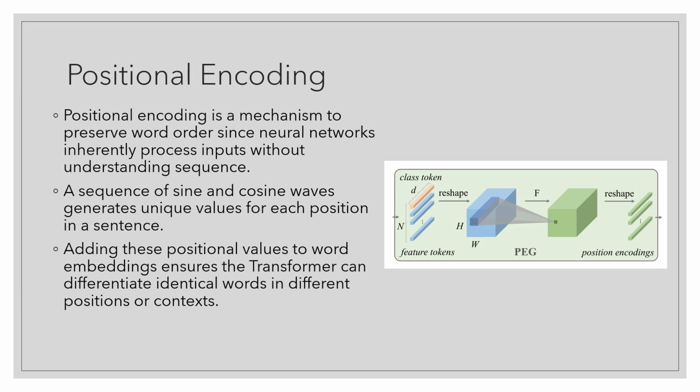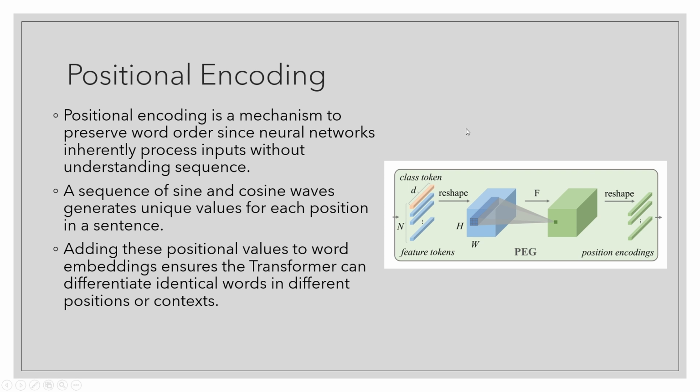Just like, for example, let's take the example of radio waves. You call somebody, and then you wonder, if these calls use radio waves, why don't you pick up somebody else's calls? Well, that's because they assign you a unique radio wavelength. Same thing over here, it generates unique values. Adding these positional values to word embeddings ensures the transformer can differentiate identical words in different positions or contexts.